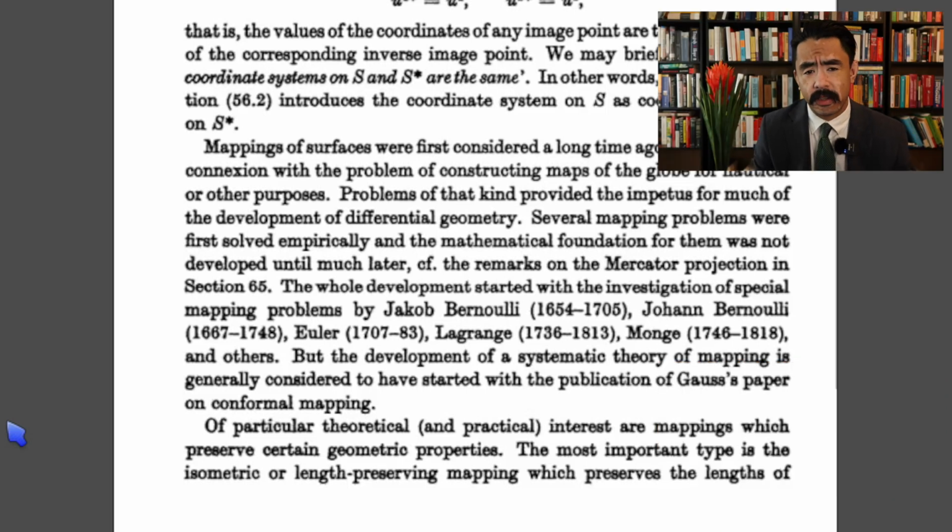And wow, that last sentence was really deja vu, a flashback to the intro to the last video on geodesics.